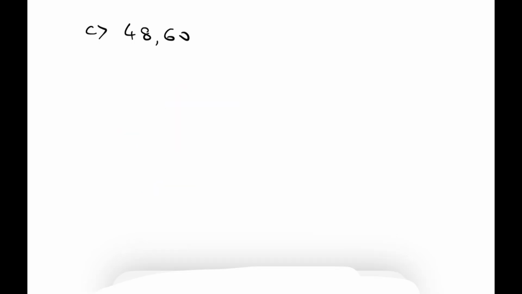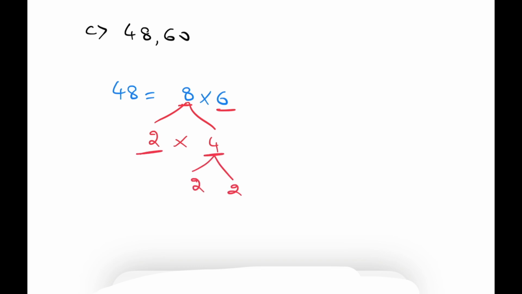48, 60. So first let us write the prime factorization of 48. 48 I am writing as 8 into 6. In this case 8 is not a prime number, 6 is not a prime number, so this is not at all prime factorization. Further, this 8 I am simplifying as 2 into 4. Here 2 is a prime number, okay, but 4 is not a prime number. This 4 again I am simplifying as 2 into 2. So now 8 can be written as 2 into 2 into 2.